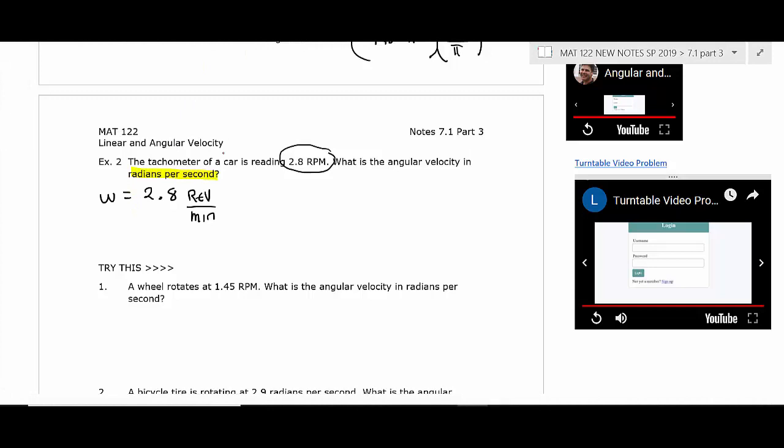And these types of conversions could be new for some of you. If you've taken science like chemistry or physics before, you probably learned how to do what we call dimensional analysis. If not, you may have never heard of that before.